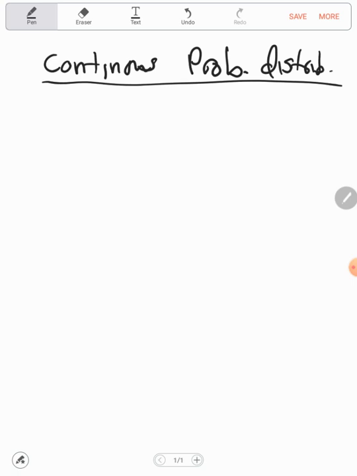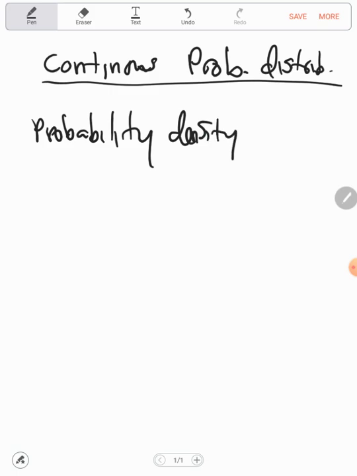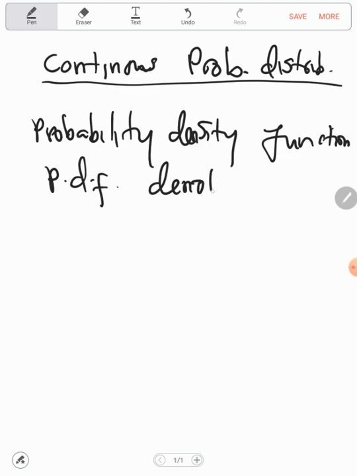Okay, so the continuous random variable is specified by its probability density function, also known as PDF. Okay, and this is denoted by f of x. So this is the function that denotes the probability of a continuous random variable.